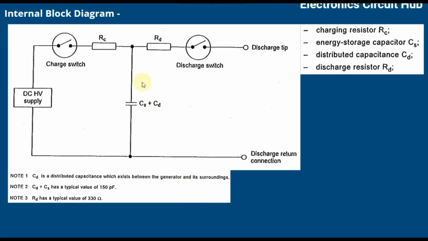Now let us understand the internal block diagram for ESD. You can see here this is the high voltage supply, this is the charge switch RC, this is CS and CD, this is RD, this is the discharge switch, and this is the discharge tip. Basically we see this switch when we press the ESD gun. The charging resistance is RC, the energy storage capacitor is CS, the distributed capacitance is CD, and the discharge resistance is RD.